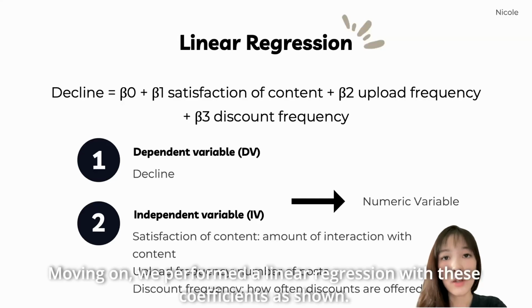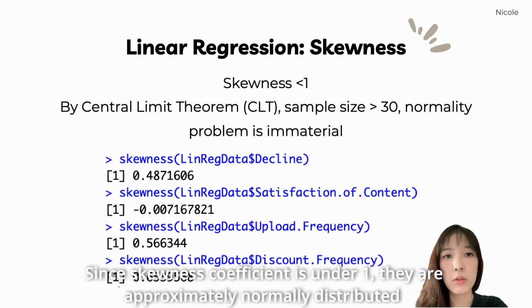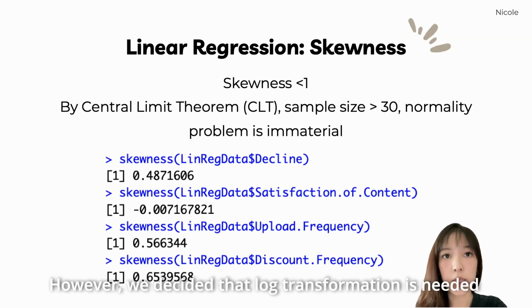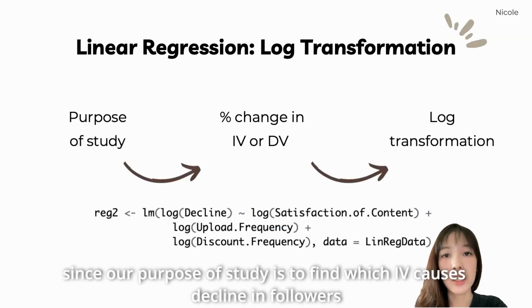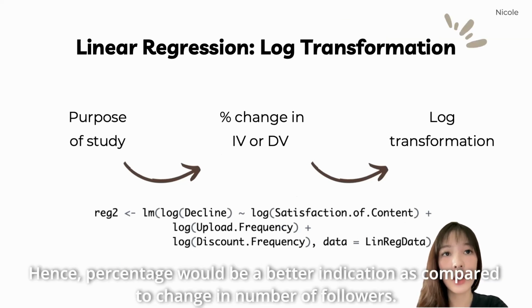Yeah. Moving on, we perform the linear regression with these coefficients as shown. We also perform the test for skewness for all the variables. Since the skewness coefficient is under 1, they are approximately normally distributed, and by CLT the sample size is large enough. However, we decided that log transformation is needed since our purpose of study is to find out which IV causes a decline in followers. Hence, percentage will be a better indication as compared to the change in number of followers.